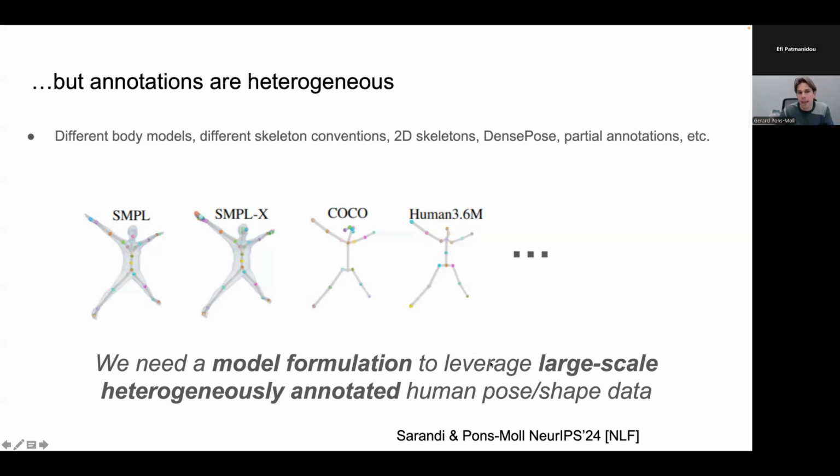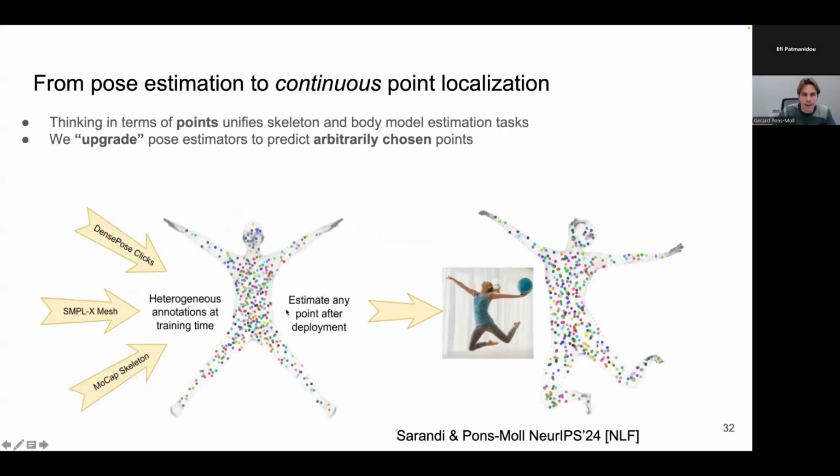So the question is, how can we learn from all these annotations without having to convert between body models, which is an ill-posed problem many times? So our idea is to turn the pose estimation problem into a key point prediction problem, but instead of predicting a fixed key point, we predict any point on the canonical surface of a body model. So basically now we turn the problem into, given an image, I want to predict these points inside the body, but I want to have the flexibility of being able to choose which points I predict at inference and which points I consume at training time.